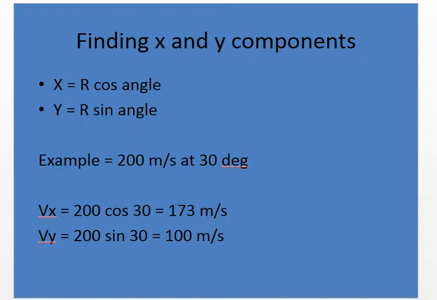If you're given a vector, like in problem 5, of 200 meters per second at 30 degrees, the x component of that vector would be 200 times the cosine of 30, which is 173 meters per second, and the y component would be 200 times sine of 30, which would be 100 meters per second.